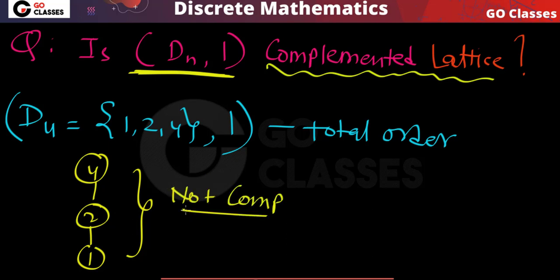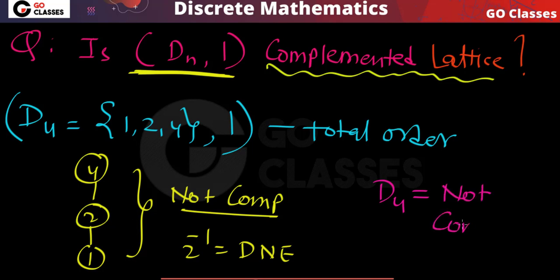This is not complemented. Why? Because 2 inverse does not exist. There is no complement of 2. The complement of 2 does not exist. So this lattice, this D4, I can say this D4 is definitely not a complemented lattice.